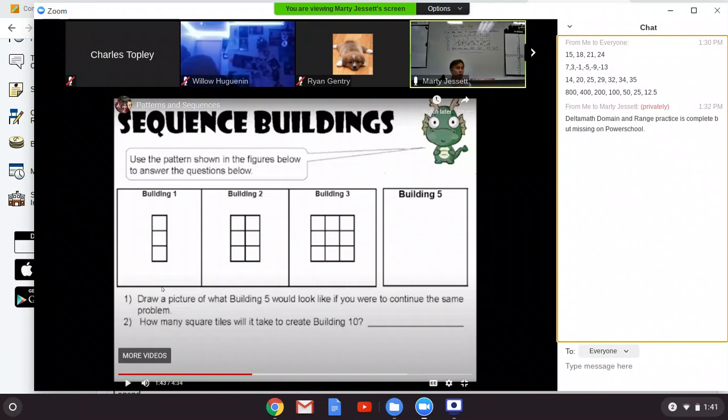Okay, we don't have building 4. We just have buildings 1, 2, 3. Skip building 4. You're supposed to draw a picture of what you think building 5 would look like. If you want to draw building 4 to help you get to building 5, you're welcome to do that. What do you see happening here? What do you think building 5 would look like? Give that a shot.